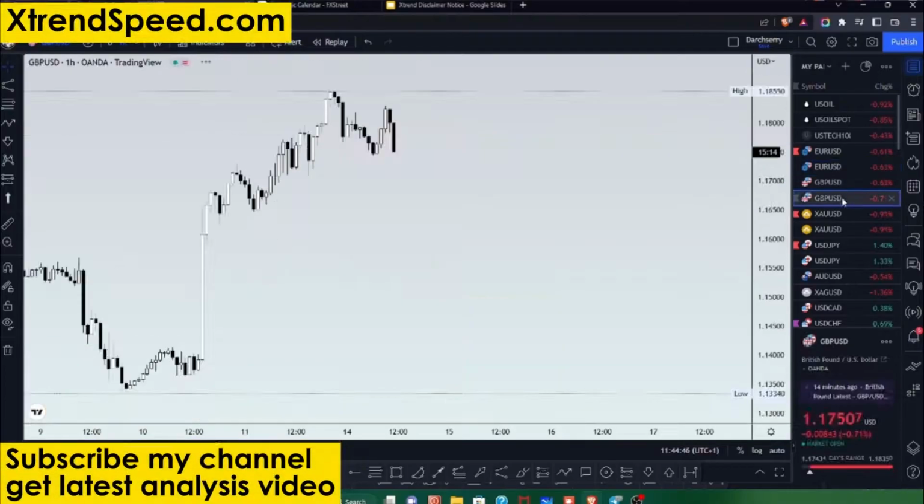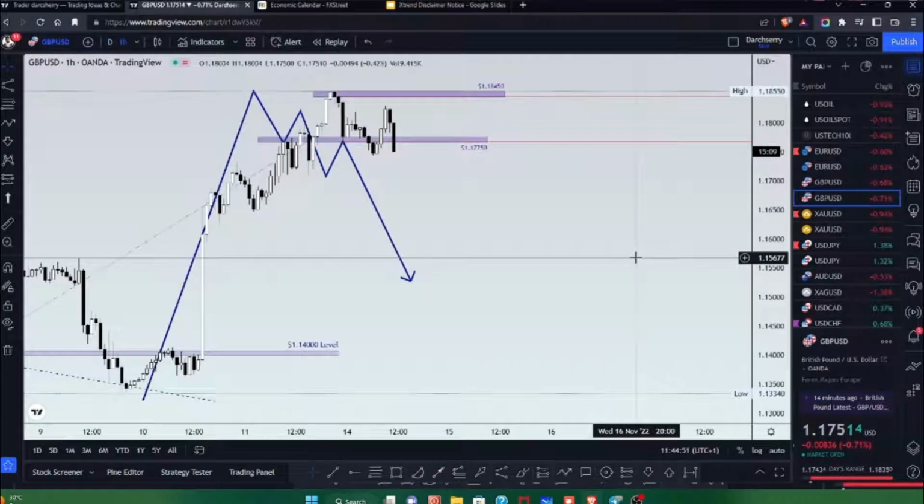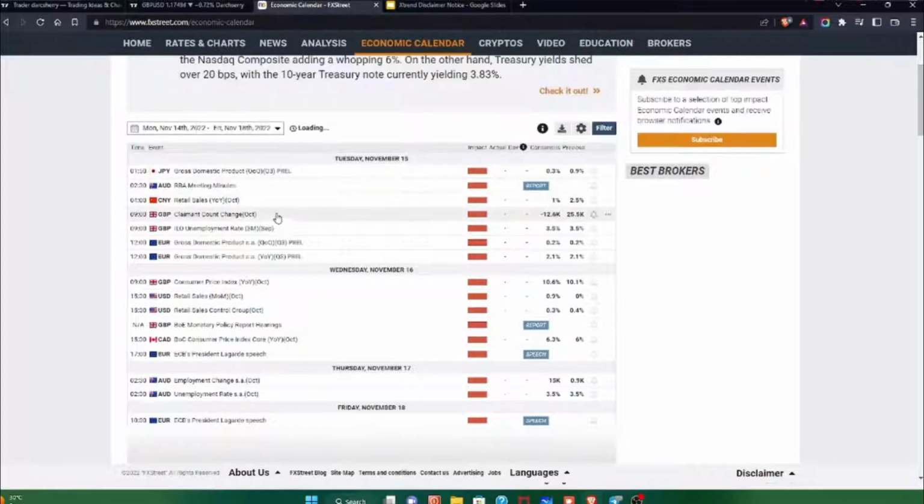And on the GBPUSD, I also have a sell momentum running already. But before I go into the details here, let's quickly look at the economic calendar, where the week is laced with a couple of events that are going to be affecting the pound also.